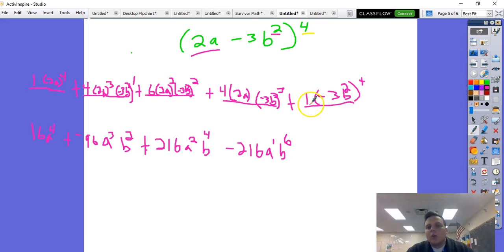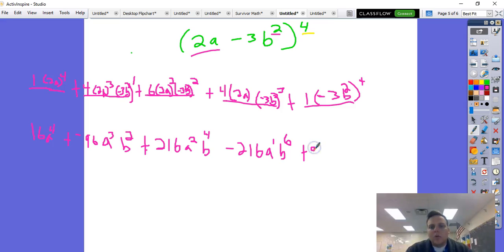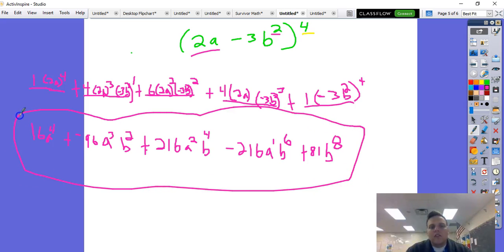Last but not least, 1 times negative 3 to the fourth. Okay, well, the 1's not going to make a difference. So we're just going to do negative 3 raised to the fourth power. So we get 81. So plus 81. And then b squared to the fourth. Well, powers raised to powers multiply. So I get b to the eighth. And boom shakalaka. I am done because there are no like terms inside here. You'll notice every time a has a different power. So I can't put any of this stuff together. So this right here is your final answer.